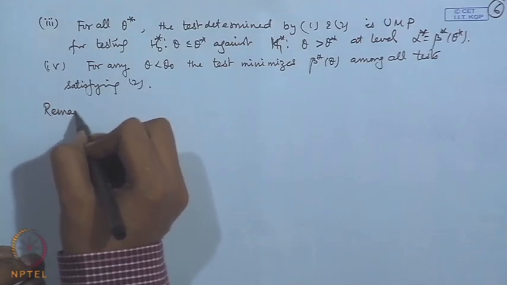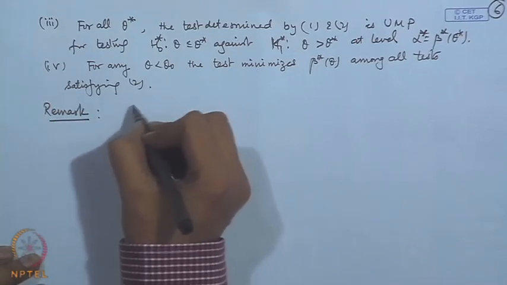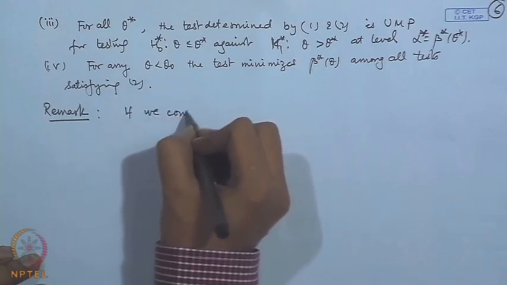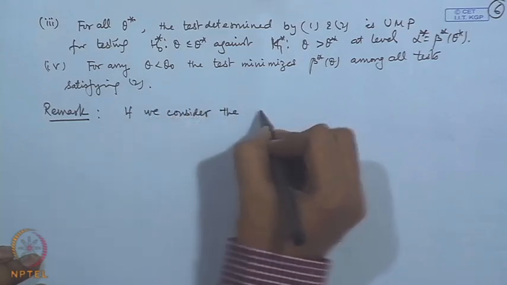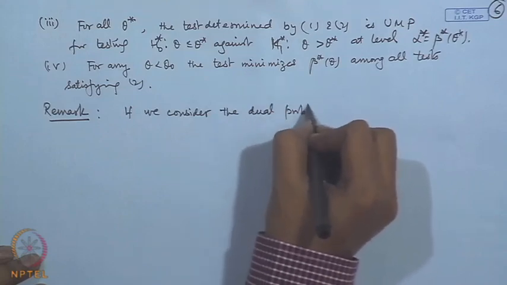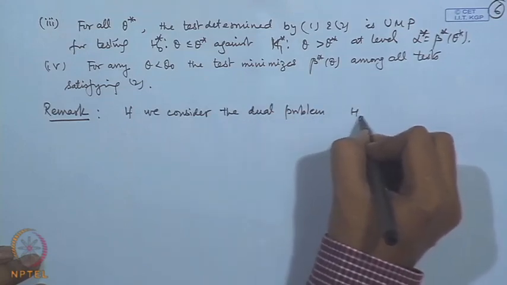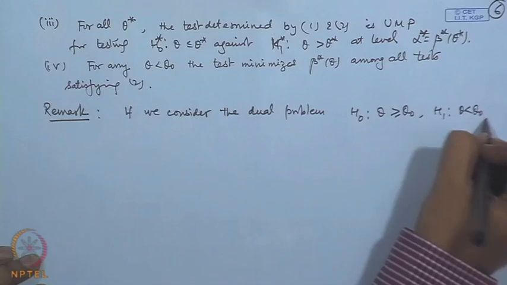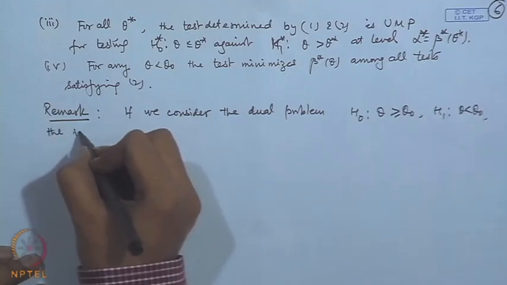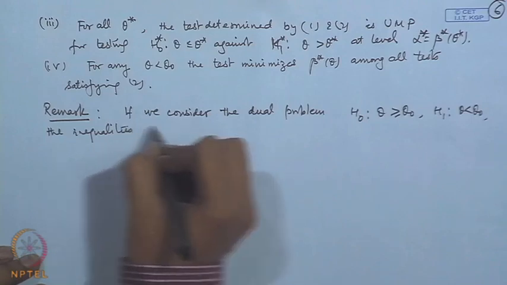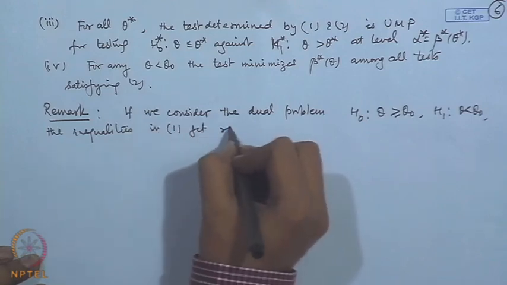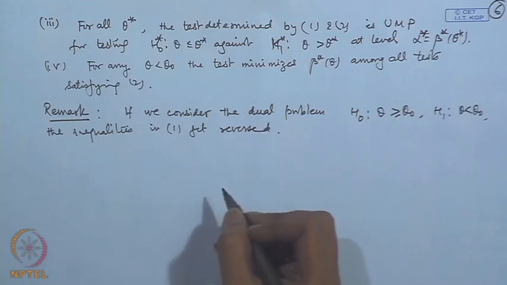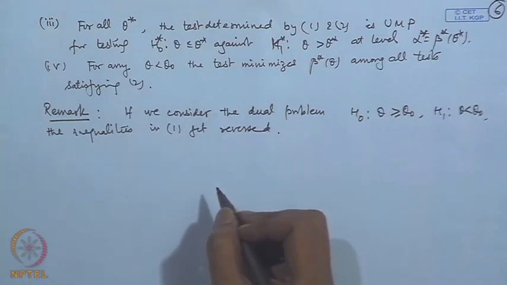So, what I just give as a comment here: if we consider the say dual problem, say H naught: theta greater than or equal to theta naught against H 1: theta less than theta naught, the inequalities in 1 get reversed. So, you have the solution in a similar manner there. Let me take an application here.